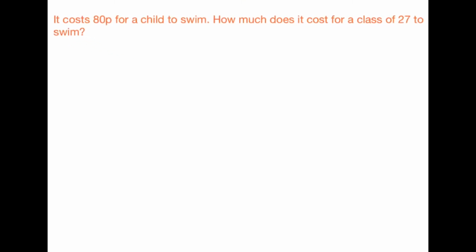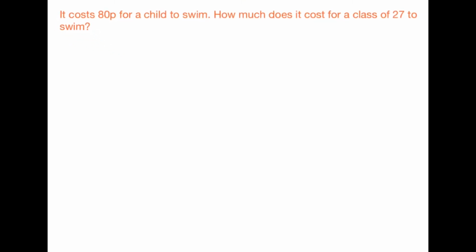And then last question today. I want to show you this one because there's one like it in the practice questions. It costs 80p for a child to swim. How much does it cost for a class of 27 to swim? So what we're needing to work out is 20... That's no good, is it?